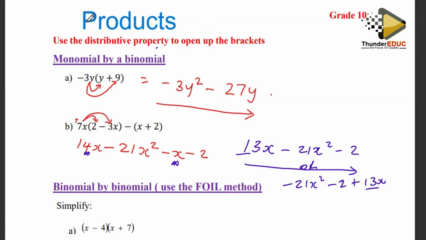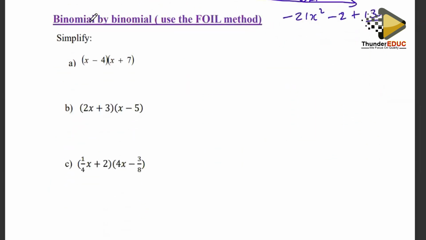Okay. And then 2, we have a binomial with a binomial. So in this case, we're going to use what we call the FOIL method. Okay, what does the word FOIL mean or stand for? So F stands for the first terms, no? And then O will be the outer terms, and then I will be the inner terms, and then L stands for the last terms.